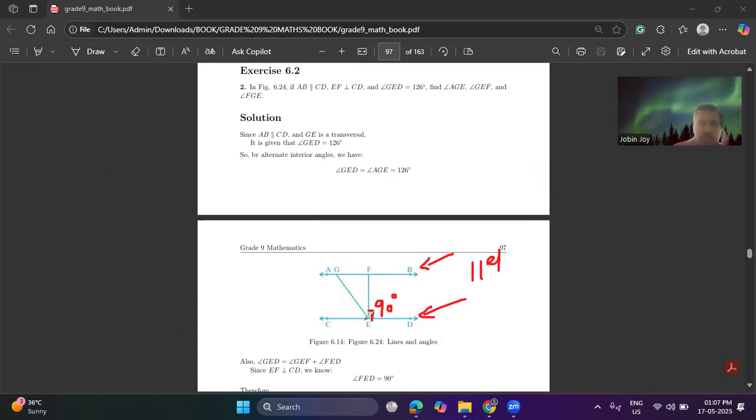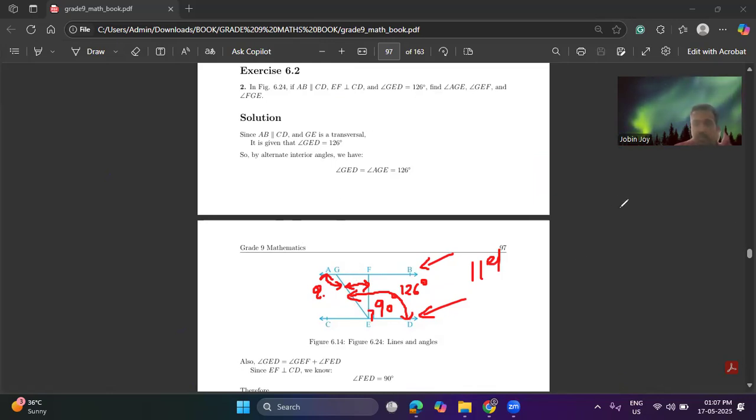And GED means this angle. This angle is 126 degrees. GED is 126 degrees. Find AGE. That means this angle. Calculate this angle AGE. And GEF, GEF means this angle. And FGE means this angle.